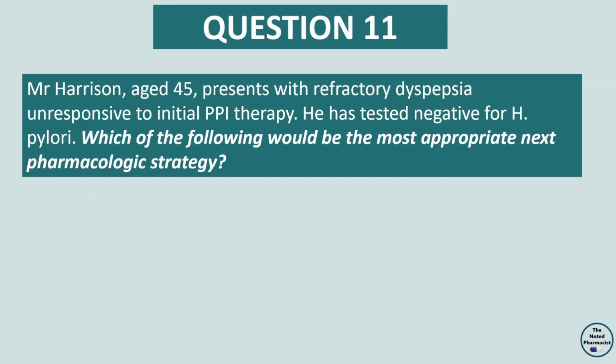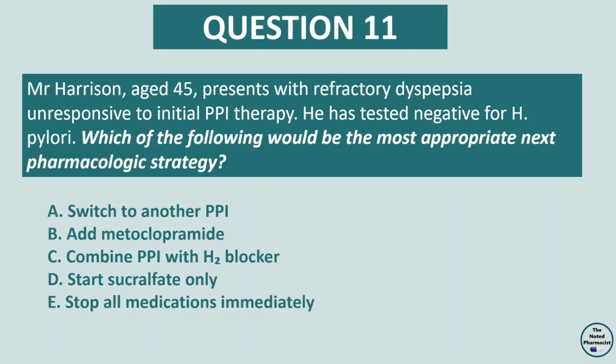Question 11. Mr. Harrison, aged 45, presents with refractory dyspepsia unresponsive to initial PPI therapy. He has tested negative for Helicobacter pylori. Which of the following would be the most appropriate next pharmacologic strategy?